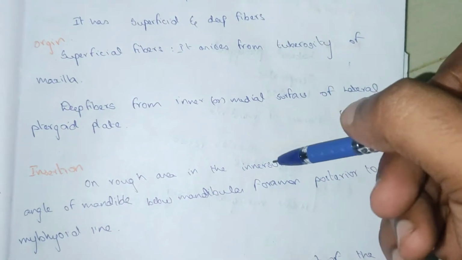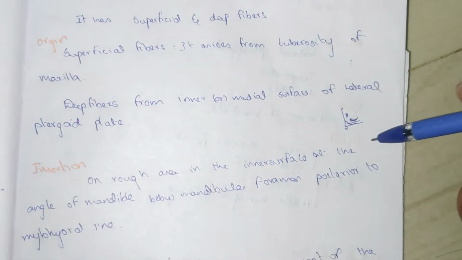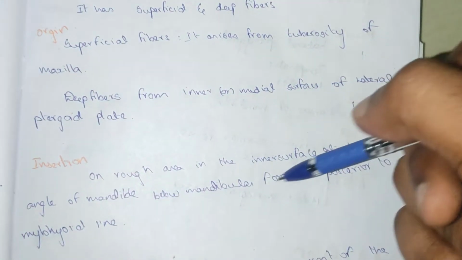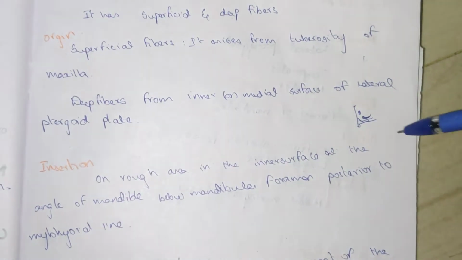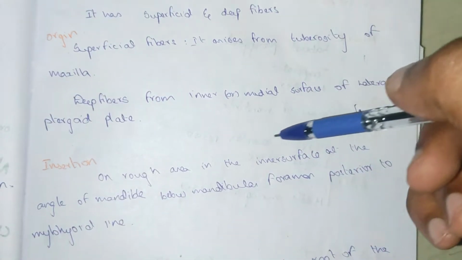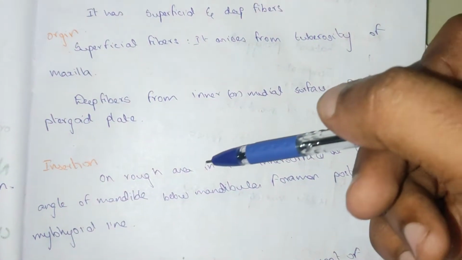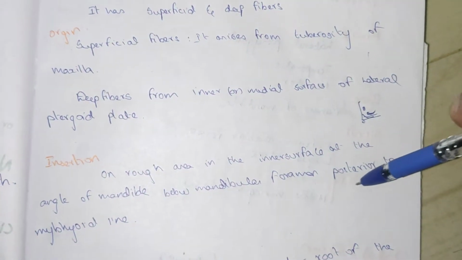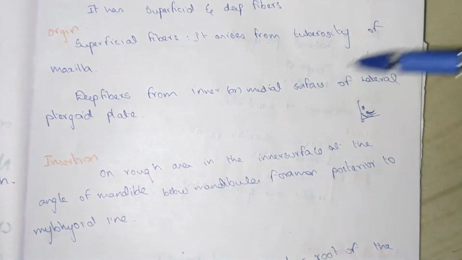Insertion: on the rough area in the inner surface at the angle of the mandible, below the mandibular foramen and posterior to the mylohyoid line. The insertion is on the rough area of the inner surface of the angle of the mandible, below the mandibular foramen, posterior to the mylohyoid line.